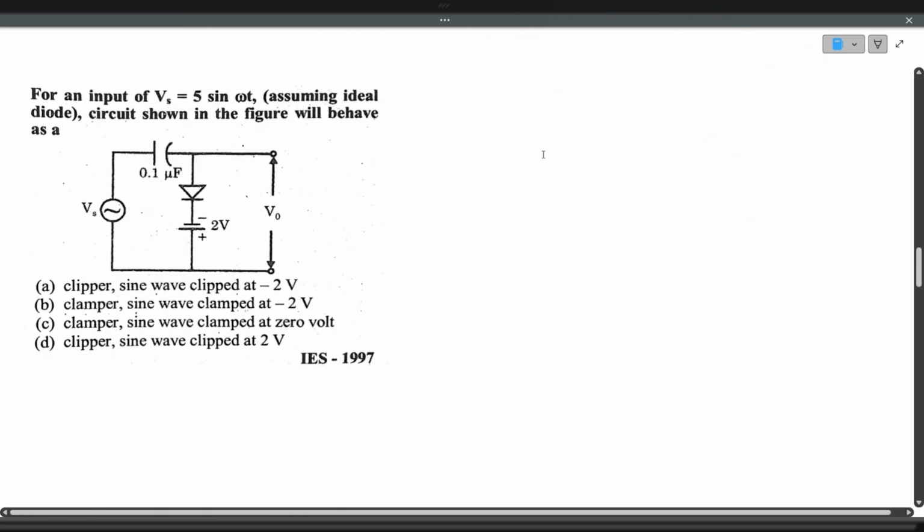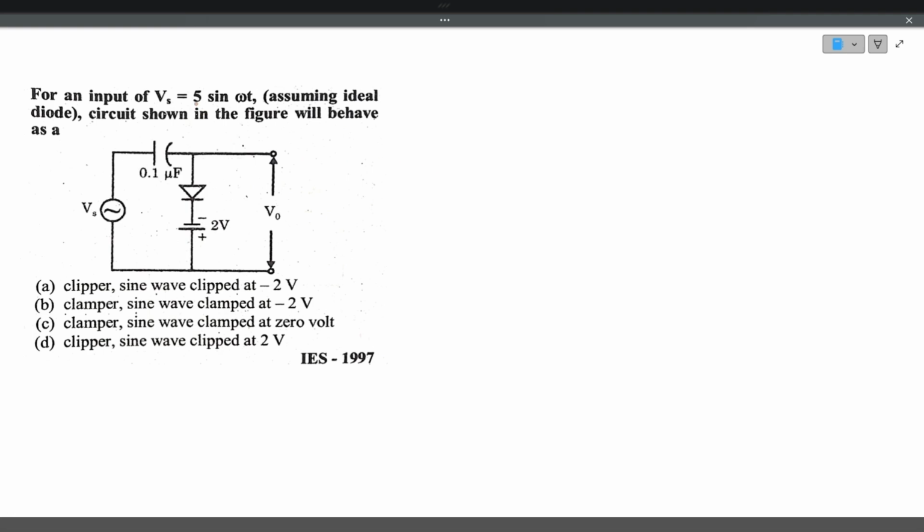For the next question, for the input of Vs equals 5 sin omega t, assuming an ideal diode, the circuit shown in the figure will behave as a... See, this is basically a clamper circuit. Which type of clamper is it? It is a negative clamper because the diode is facing downwards.